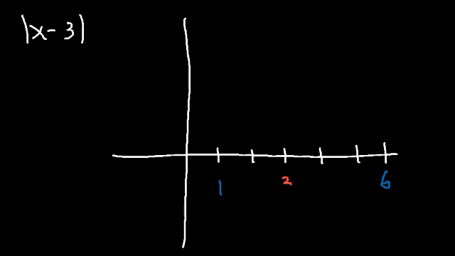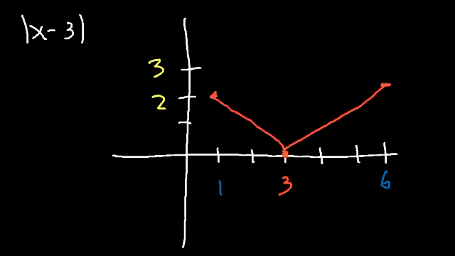So when x is 3, y is 0. When x is 1, 1 minus 3 is negative 2. The absolute value of negative 2 is 2. And when x is 6, 6 minus 3 is 3, so y is going to be 3. So what we need to do is find the area of the shaded region. So let's start with the triangle on the left.